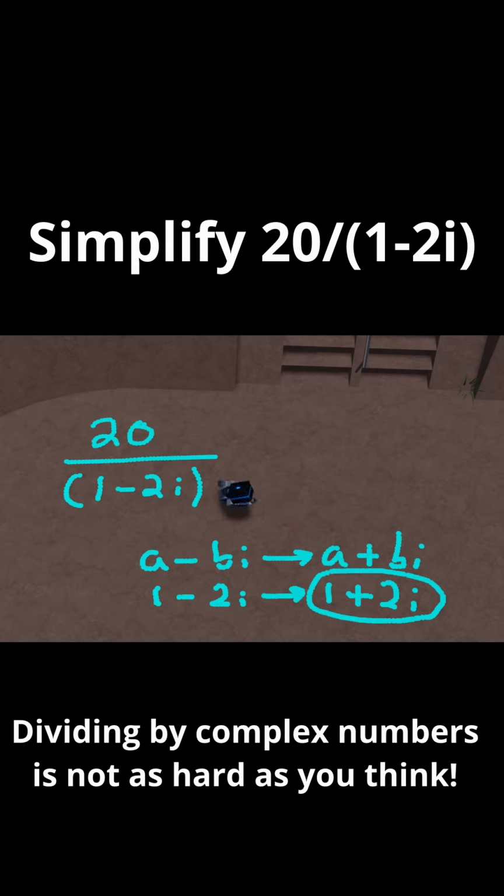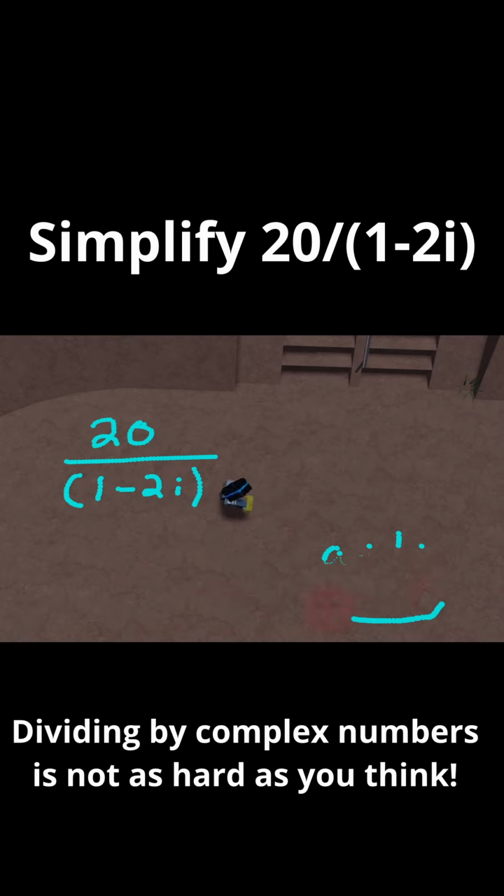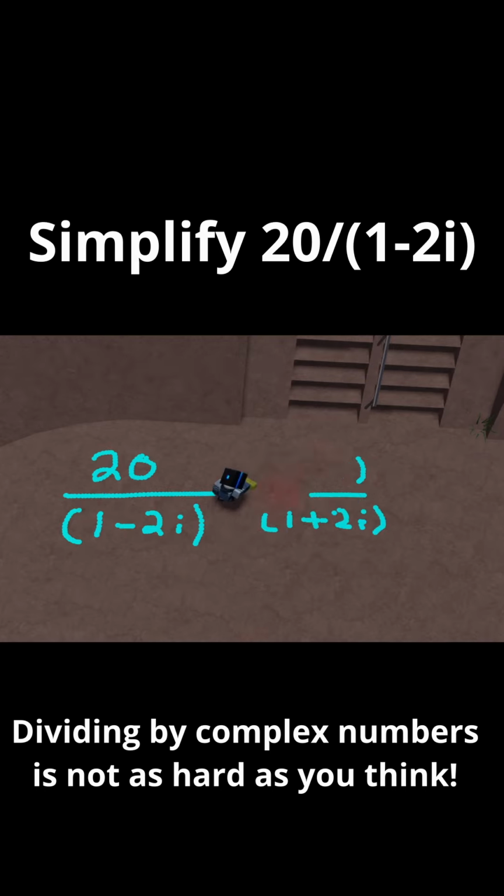Now, what do you do with this complex conjugate? What you need to do is take your fraction and multiply it by that complex conjugate on the numerator and the denominator. So I'm going to have times 1 plus 2i at the top, and then 1 plus 2i at the bottom. Now let me just rewrite this as one big fraction. I'll have 20 times 1 plus 2i over 1 minus 2i times 1 plus 2i.